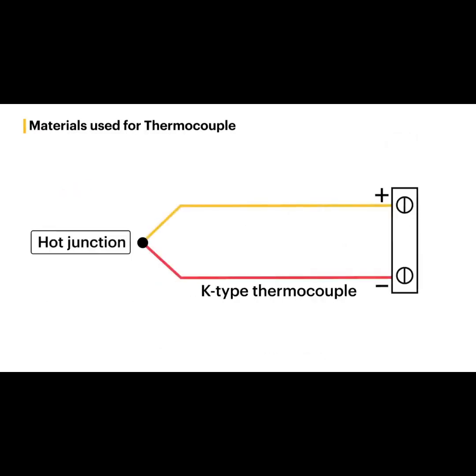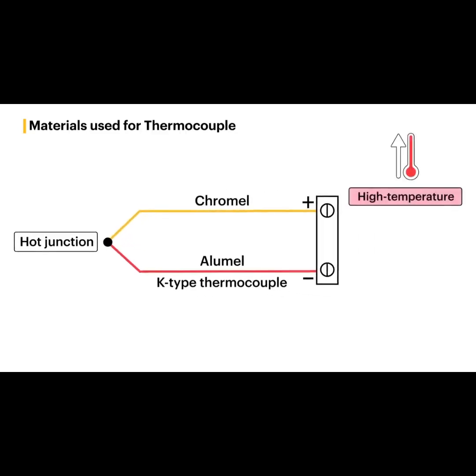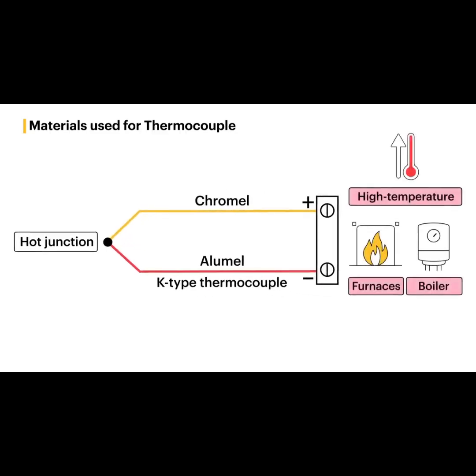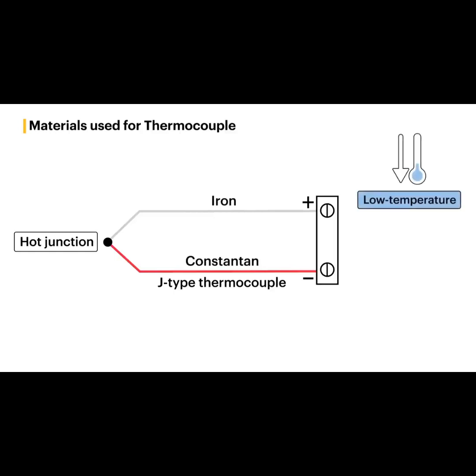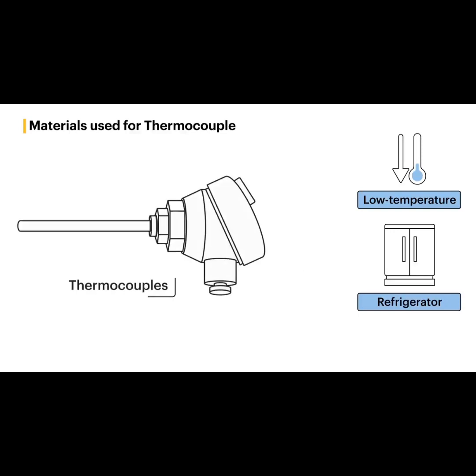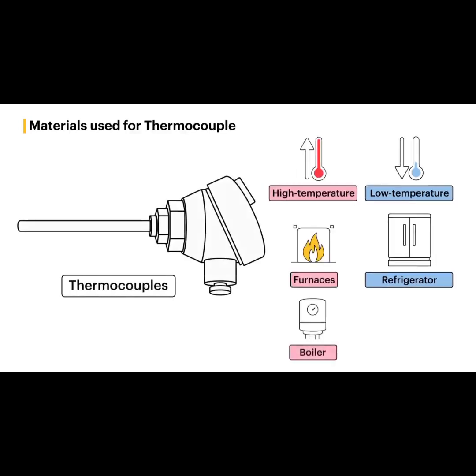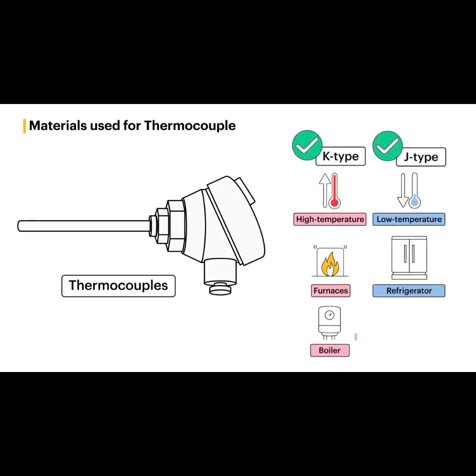For example, a K-type thermocouple is made of chromel and alumel metals and is often used in high-temperature applications, like furnaces and boilers. On the other hand, a J-type thermocouple is made of iron and constantan metals and is used in low-temperature applications, like refrigeration systems. The choice of the right thermocouple type depends on the specific application, so it's essential to choose the right one to get accurate temperature readings.